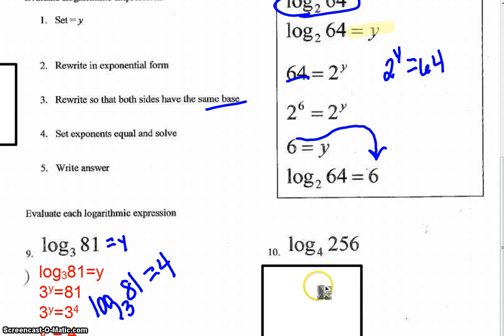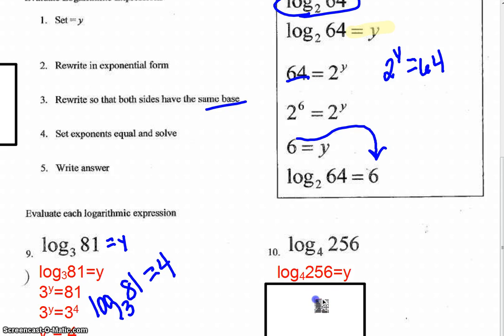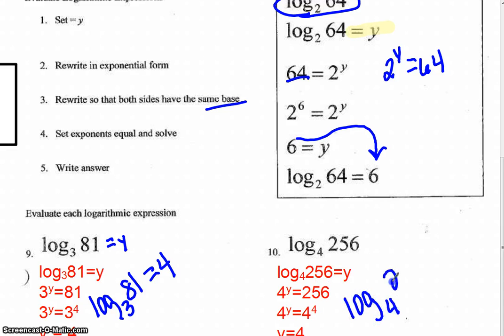Number 10, log base 4 of 256. This becomes log base 4 of 256 equals y, which becomes 4 to the y equals 256. You got to find a common base. 4 to the y is equal to 4 to the 4th. Set your exponents equal to each other, and y is equal to 4. So your final answer is log base 4 of 256 equals 4.